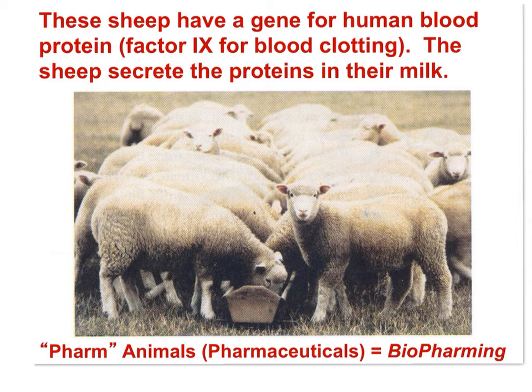These sheep have a gene for human blood protein, factor IX in blood clotting, inserted into their cells. The protein is secreted in their milk and can be extracted from the milk. The production of factor IX from transgenic animals is an example of biofarming for therapeutic use. In this case, factor IX is important for hemophilia.